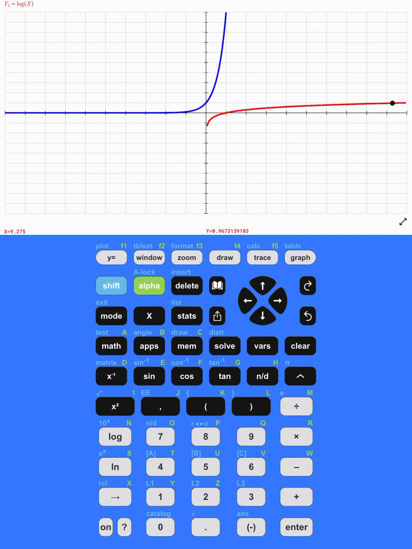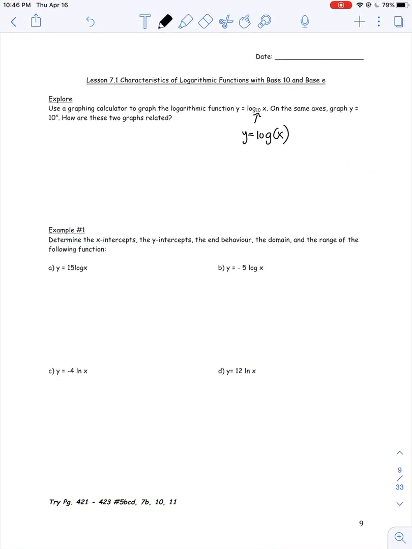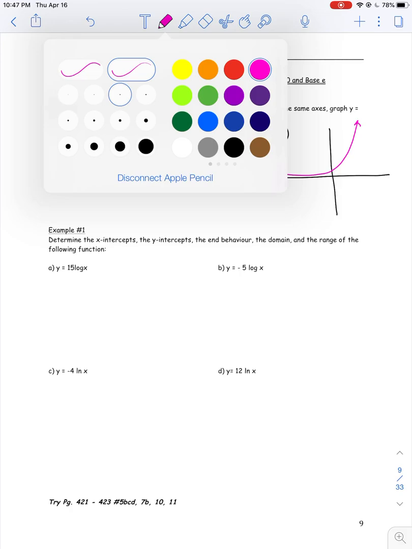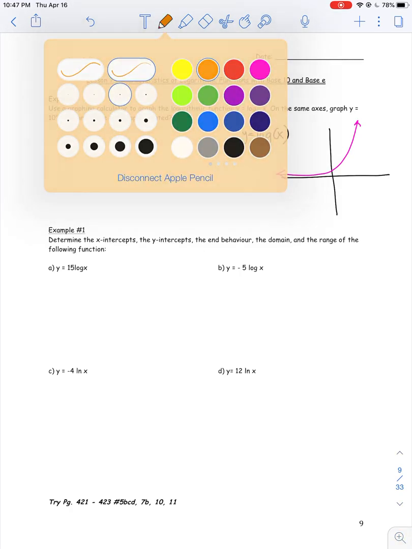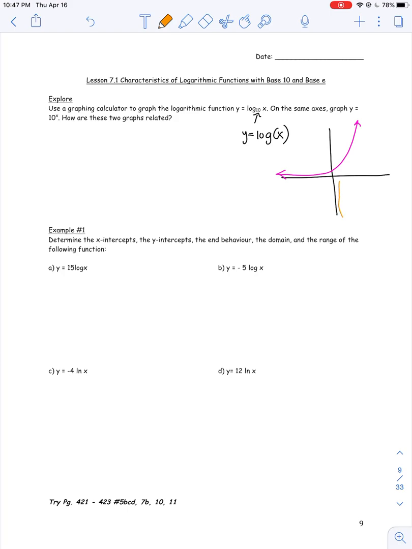What you want to notice is that the graphs are mirror images of each other if you look diagonally at each other. Okay, so what I'm going to do is graph this and show you the images. One graph will look like this, with arrows on either end, and the other one will look like that. So this is what your y equals log of x is, and this one is your y equals 10 to the power of x.